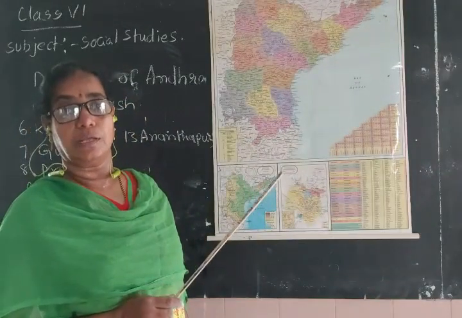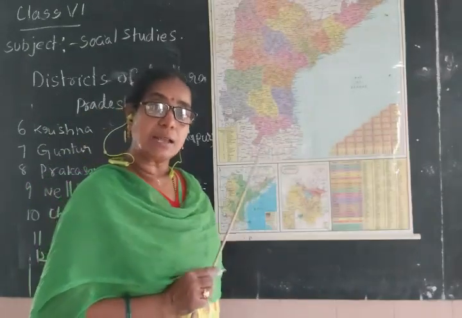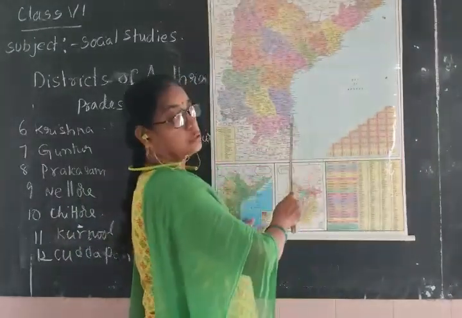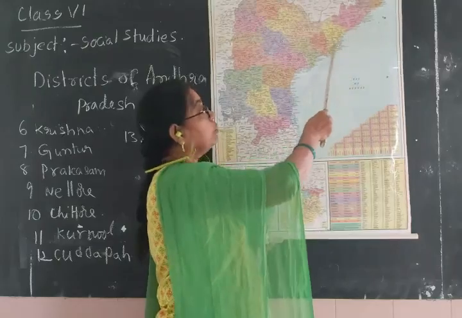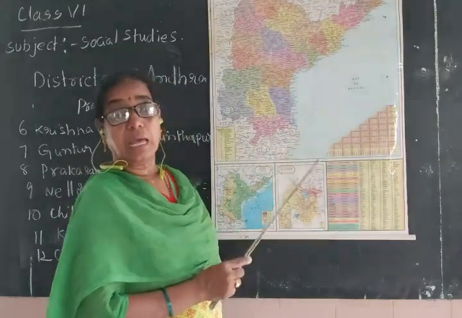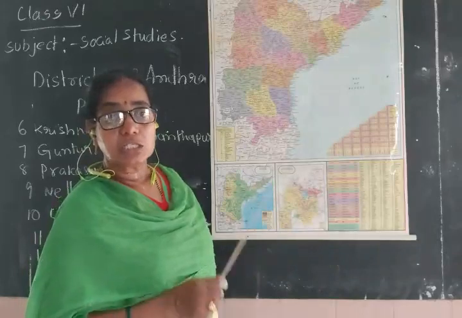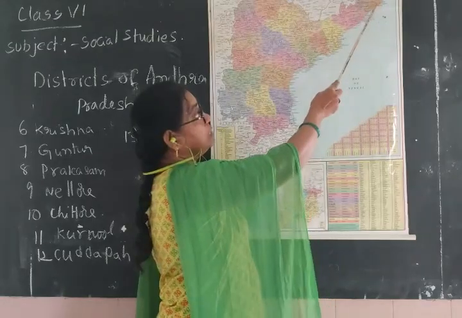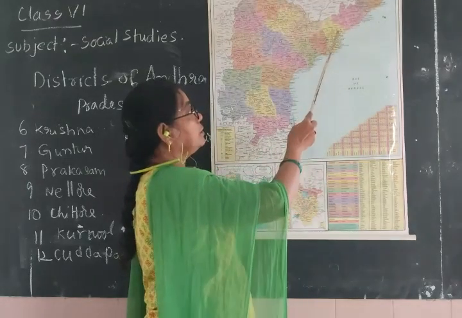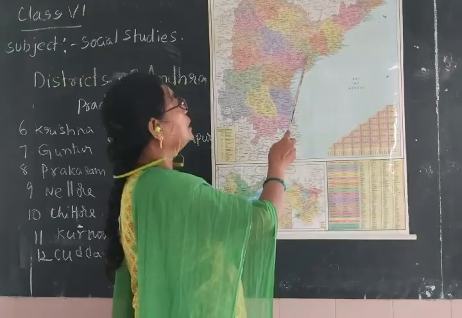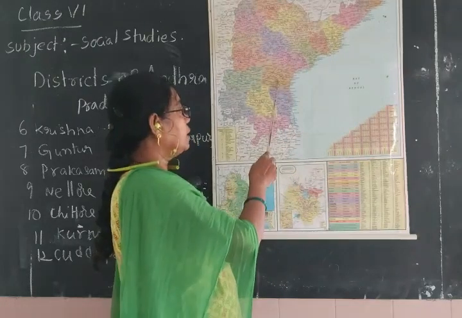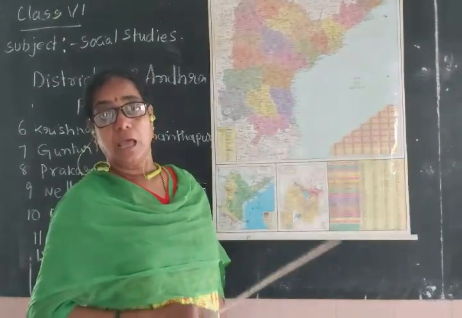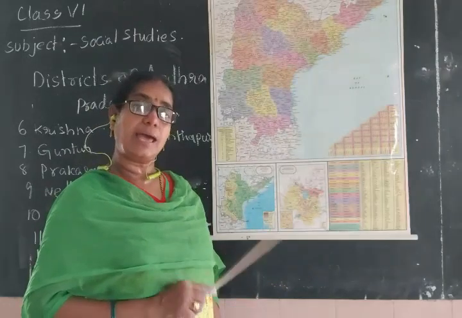So now we are going to learn about the coastal districts. What is meant by coastal districts? Coastal districts are the districts which are located along the sea coast. How many districts are there on the sea coast? 9 districts are there. Among them, first one is Srikakulam, Vijayanagaram, Visakhapatnam, East Godavari, West Godavari, Krishna, Guntur, Prakasam, Nellore. These 9 districts are called coastal districts. And the remaining 4 districts are Rayalaseema districts.